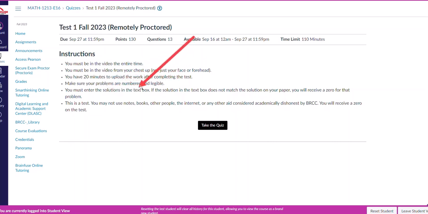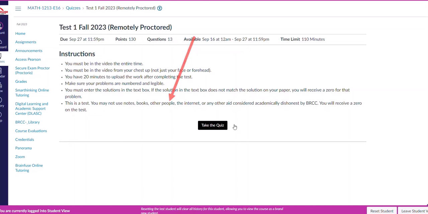You must enter the solutions in the text box just like you did with Proctoral Quiz Practice number 1 and number 2. If the solution in the text box does not match the solution on your paper, you will receive a 0 for that problem. This is a test. You will not use notes, books, other people, the internet, or any other aid considered academically dishonest by BRCC. You will receive a 0 on the test if you are being dishonest academically. You can use a scientific calculator. You cannot use a graphing calculator.